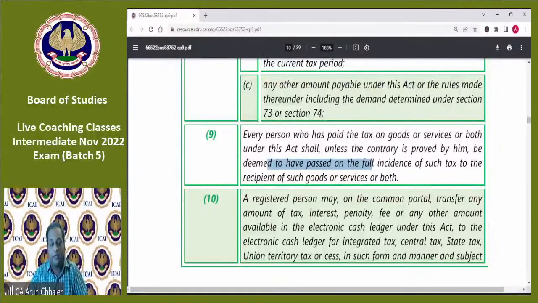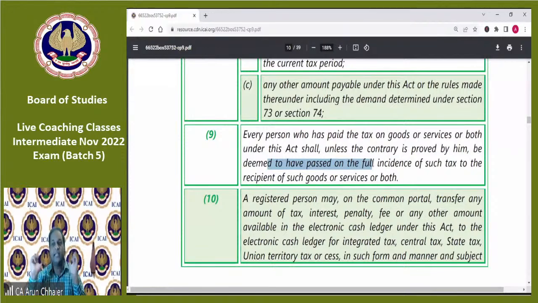Now, extending the example, suppose the actual rate of tax was 12%, but I have collected 18% from you. In the refund chapter, it says that I can take a refund of excess tax. I have paid 18% to the government, but the applicable rate was 12%, so I can claim the 6%. But for claiming, whether I have borne the tax is important. If I am supplying to you and you are paying me, it means I have collected from you, so I cannot take the refund from the government because the incidence of the tax has been passed to the recipient.